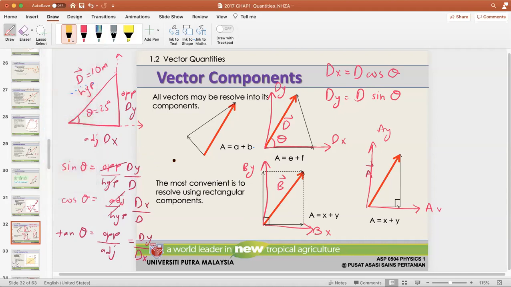Okay, not so much of a finale. We want to solve for dy. How do I rearrange this equation? dy is d sine theta. That's how you get the sine. dx is d cosine theta. And theta is the inverse tangent of opposite over adjacent, which is dy over dx.